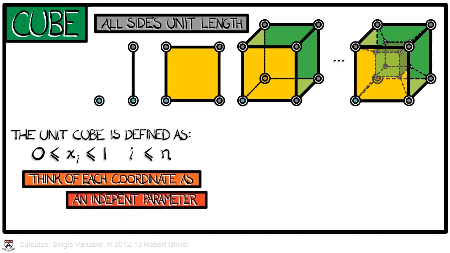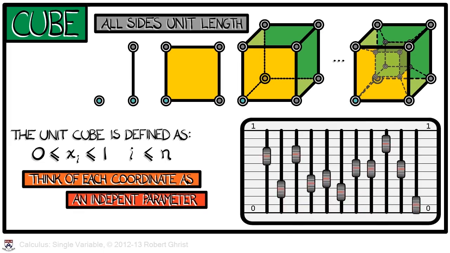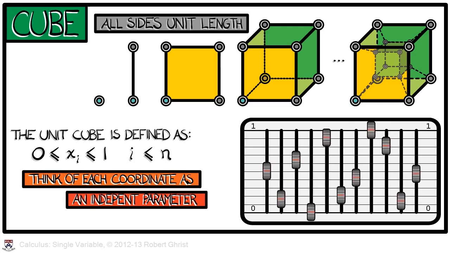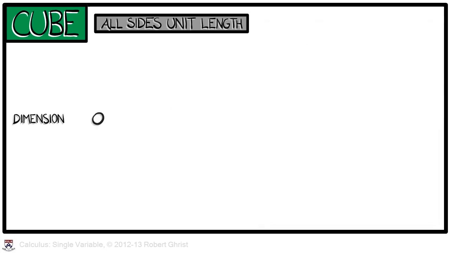If you think of each coordinate as an independent parameter, then it is remarkably similar to what happens when you slide an equalizer or slider bars up and down. Perhaps you've played with something like this on a sound system. Each of those slider bars is like a coordinate in the n-dimensional cube, where n is the number of slider bars. Each can go up or down, independent of the other, until you hit the boundary, where it has to stop.